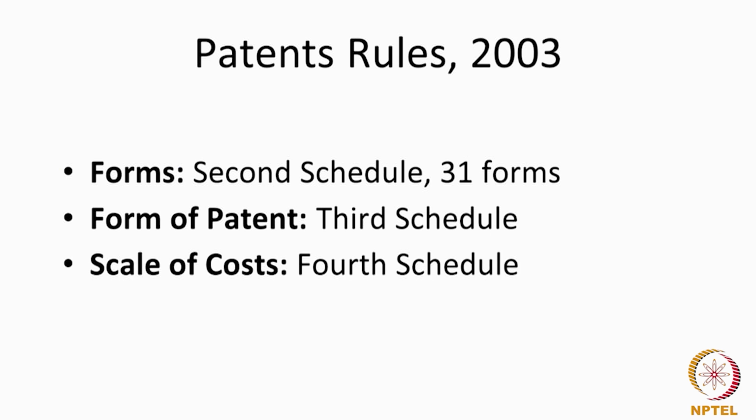The fourth schedule deals with a scale of costs. In certain proceedings before the patent office, it has the power to award costs to the succeeding party. If there are two parties and one party succeeds, the patent office can award costs to be paid by the losing party to the succeeding party. So, it gives the scale of costs, which is how to compute the cost so that there can be an order on costs.